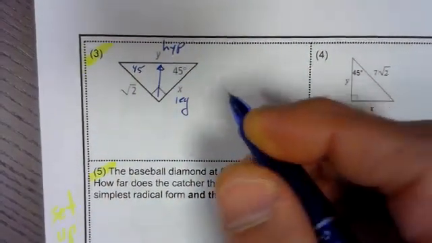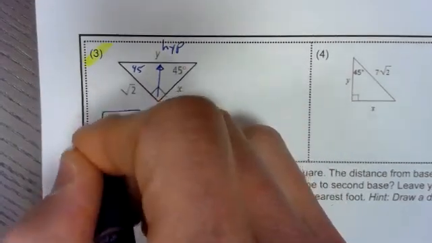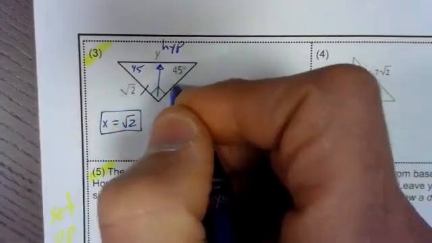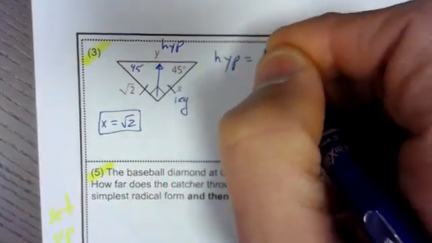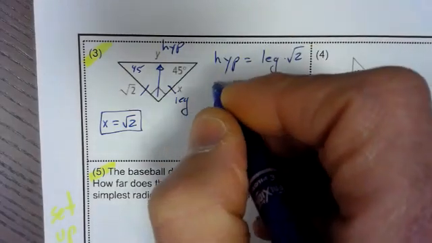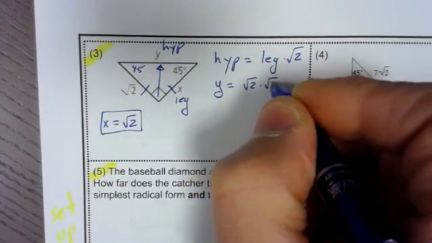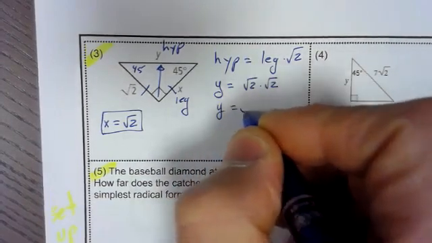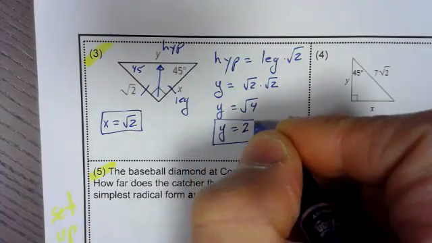Okay, so now my X is going to be equal to root 2, because that is my leg. They're congruent to each other. And then my hypotenuse, I'm writing out the formula, is equal to leg times root 2. Plug in what I know. Y for my hypotenuse is equal to root 2 times root 2. Y is equal to root 4. Y is equal to 2. Done.